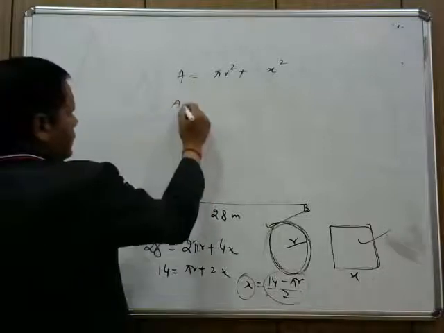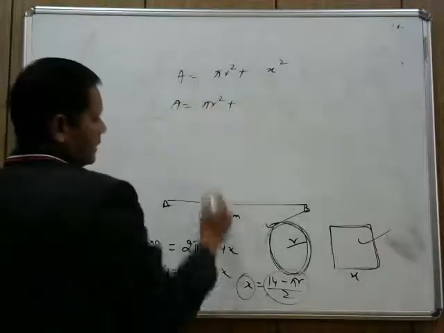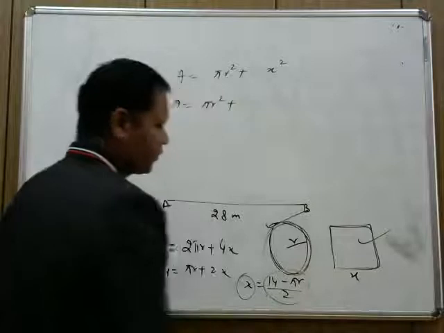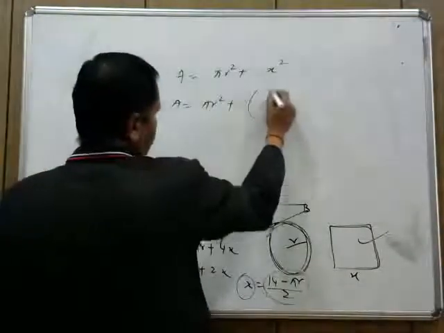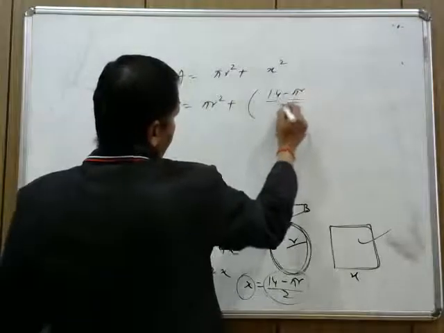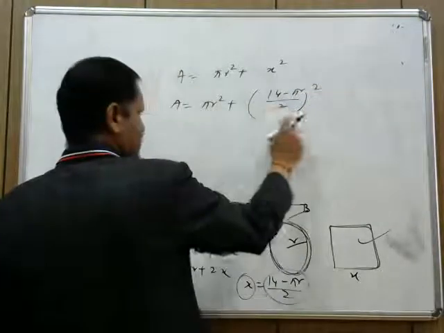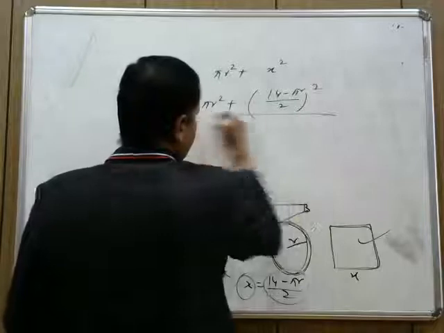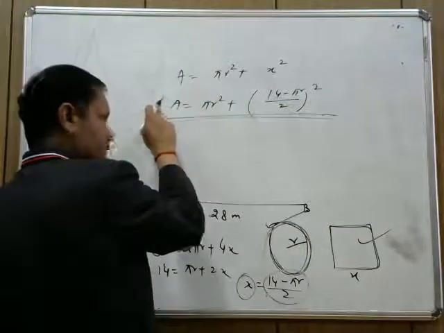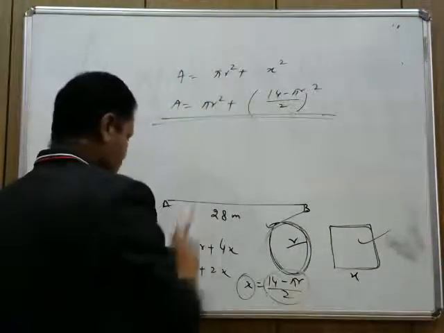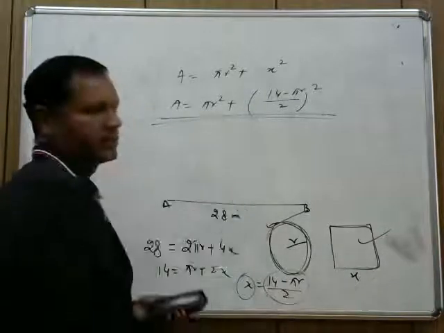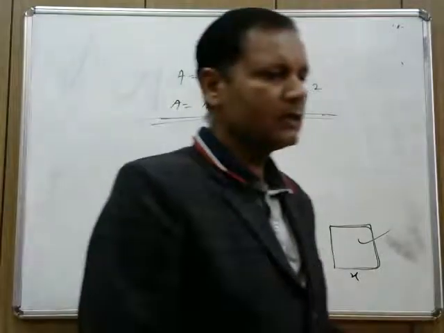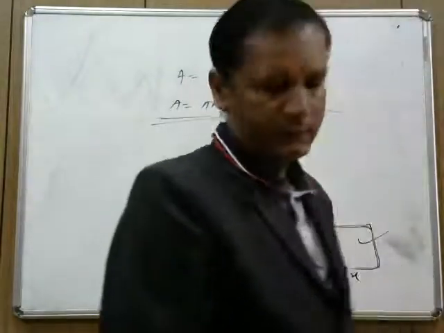Now area is equal to pi r square plus x square, where we have already got x is equal to 14 minus pi r by 2. So here it is 14 minus pi r upon 2, whole square. This is again a function, now in terms of area, given length 28 and the radius, and now we'll differentiate with respect to r, and then we'll get the solution.